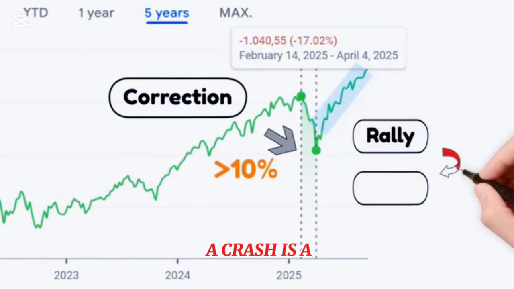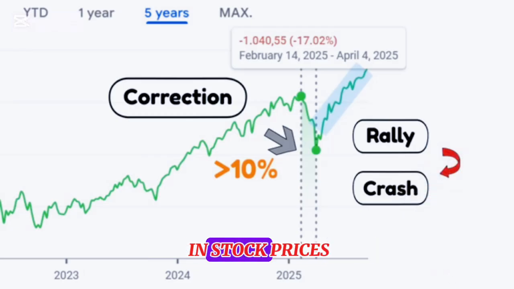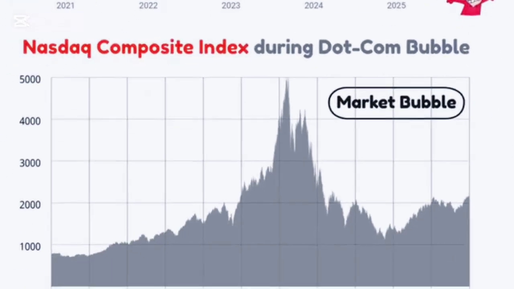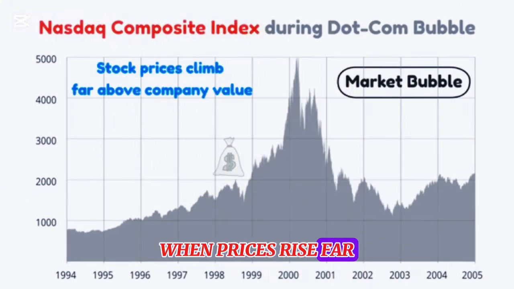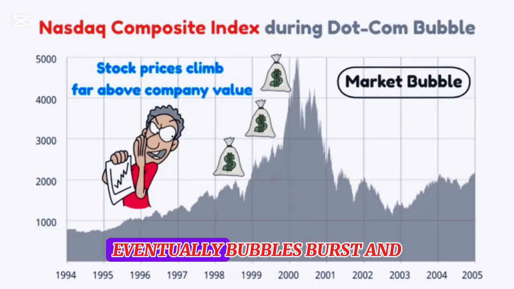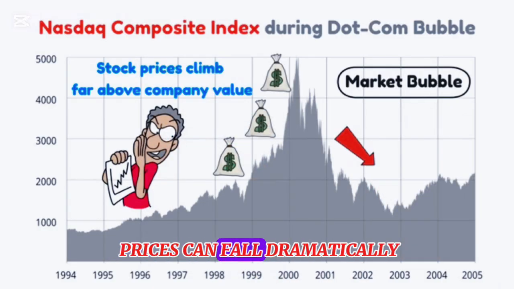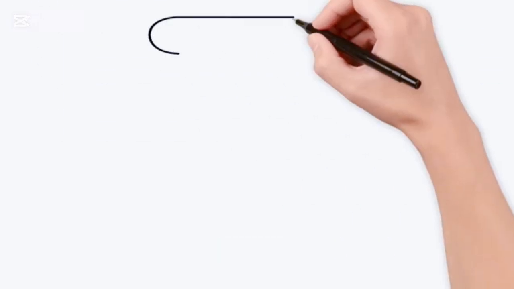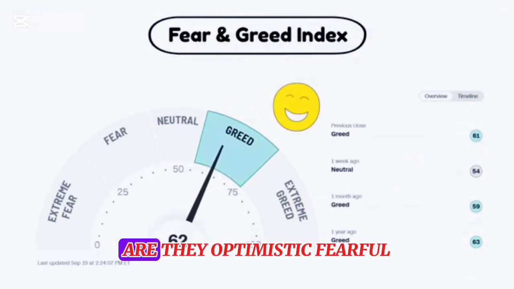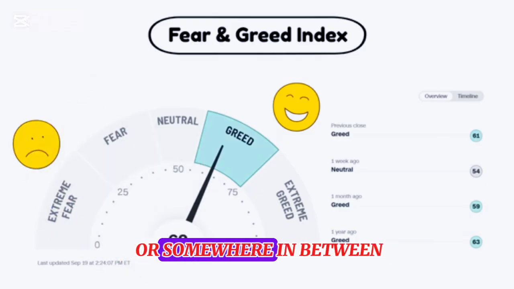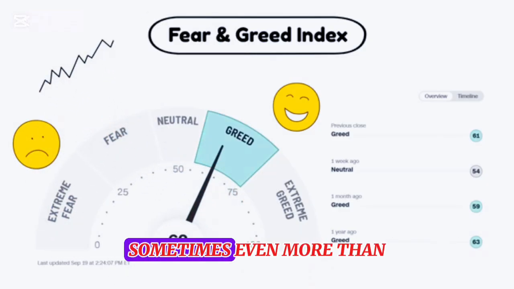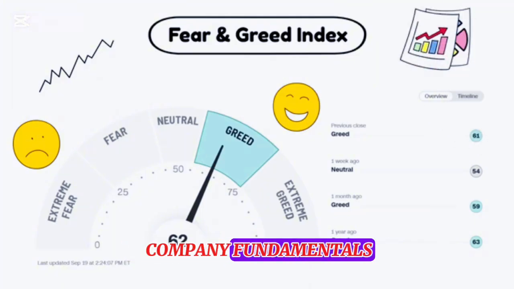On the extreme end, a crash is a sudden and severe drop in stock prices, often caused by panic or major events. A market bubble happens when prices rise far above a company's actual value, driven by speculation or hype. Eventually, bubbles burst, and prices can fall dramatically. Finally, market sentiment describes how investors feel about the market overall. Are they optimistic, fearful, or somewhere in between? Sentiment can strongly influence trends, sometimes even more than company fundamentals.